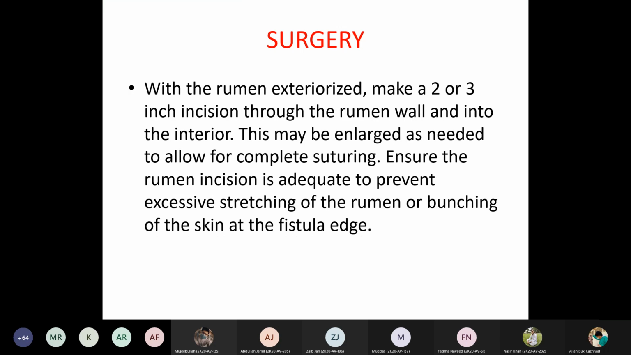Surgery with the rumen exteriorized: make a 2 or 3-inch incision through the rumen wall and into the interior. This may be enlarged as needed to allow the complete suturing. Ensure the rumen incision is adequate to prevent excessive stretching of the rumen and or pinching of the skin at the fistula edge.